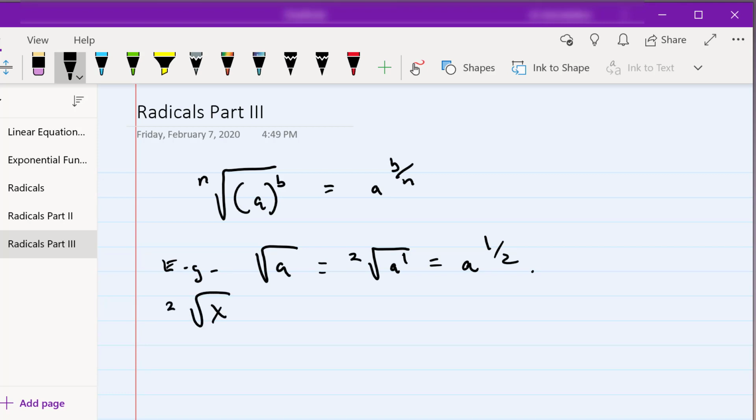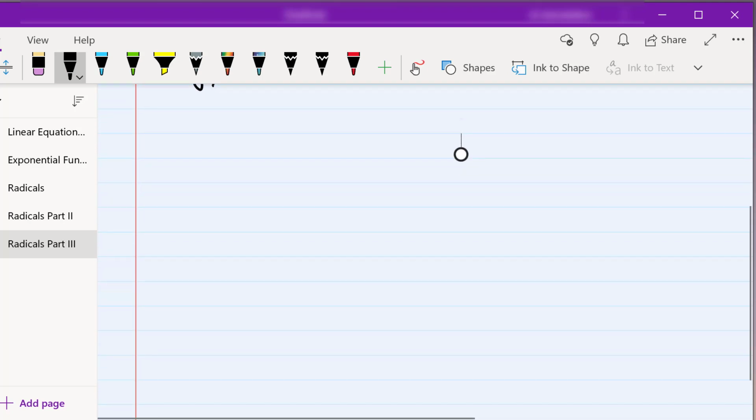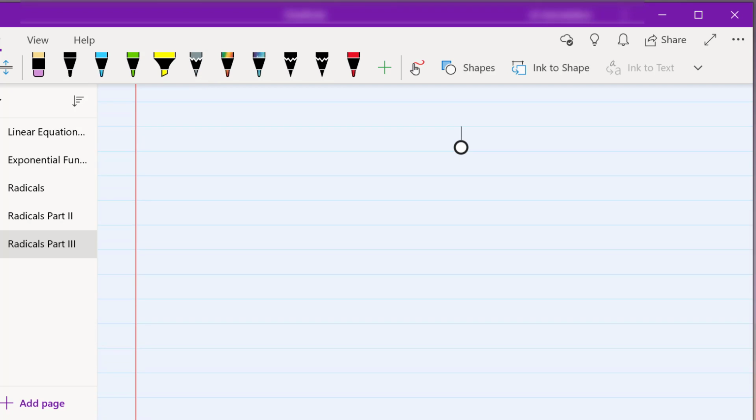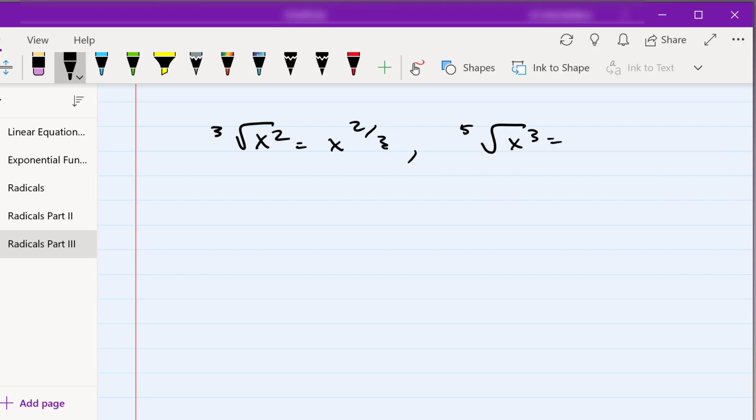Or if we have index 2, x to the power of 1, this is just x to the 1/2. Or if I look at the cubed root of x squared, we can rewrite this as x to 2/3. Similarly, if we have the fifth root of x cubed, we can rewrite this as x to the 3/5.